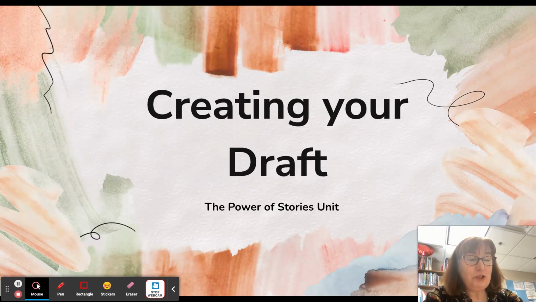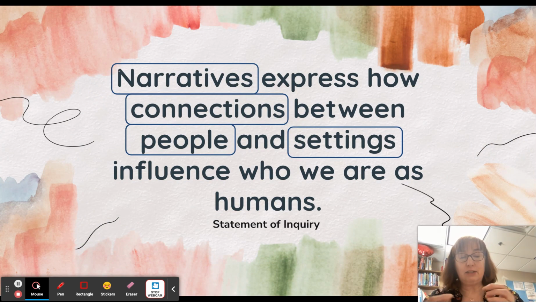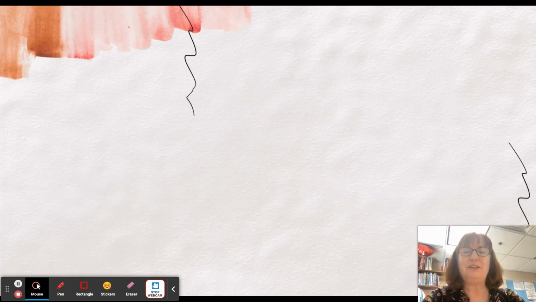So your next step is going to be to create the first draft of your story. Remember that we're really looking at the connection between people and settings. So you want to look back at my feedback on your character and your settings and think about, okay, how do those two go together? And especially look at that outline.